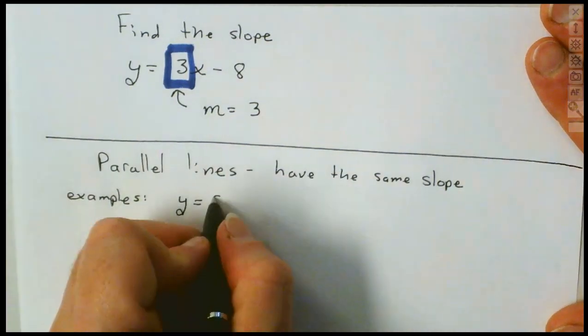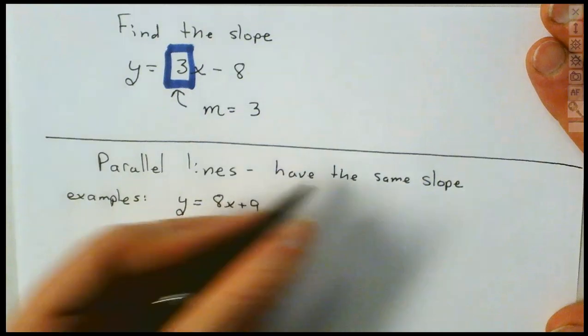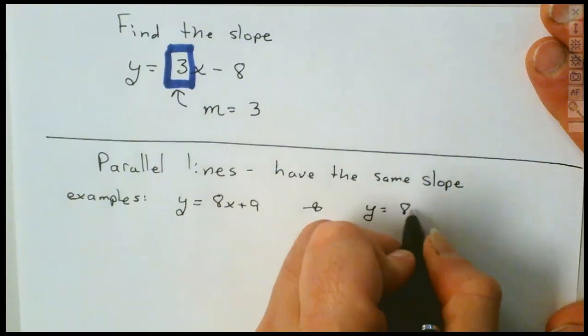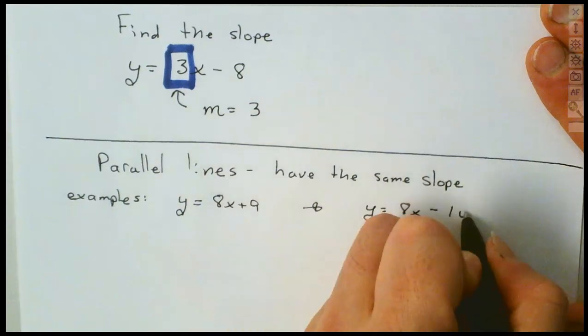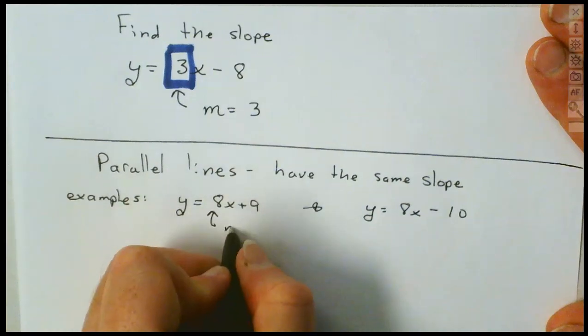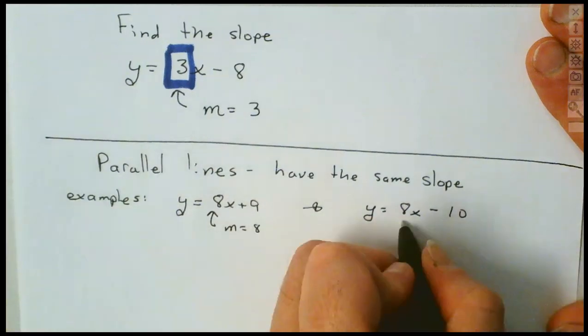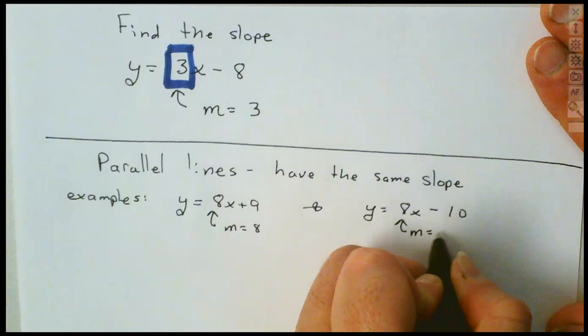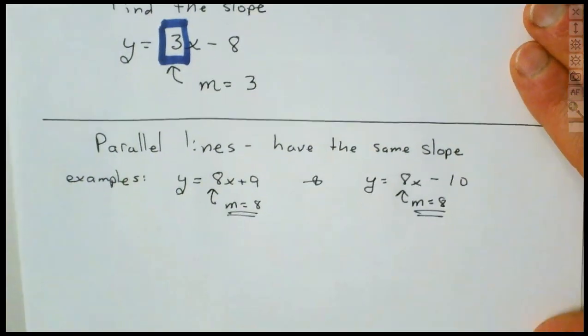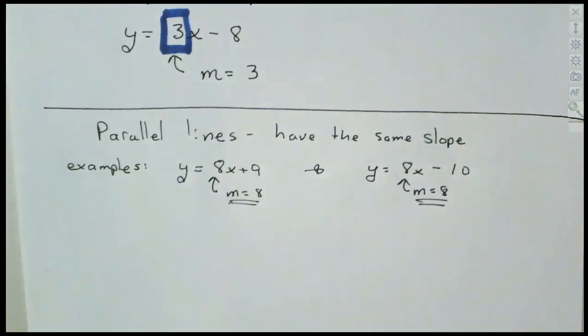Y equals 8x plus 9, and y equals 8x minus 10. Why are these parallel? This one has a slope of 8. This one also has a slope of 8. So they would be parallel, right? Parallel lines have the same slope.